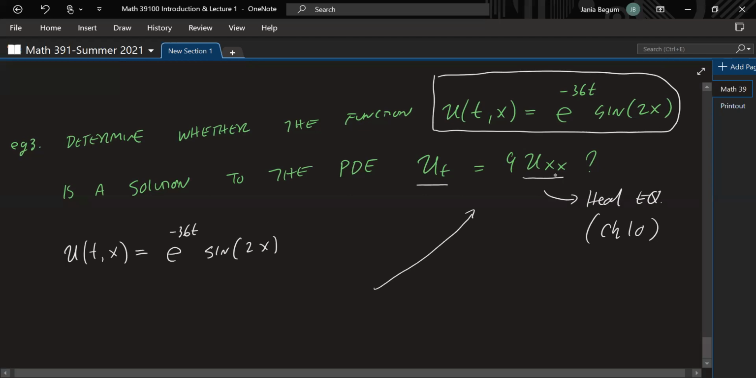So go ahead and take the partial derivatives of u of t, x, and then we'll start in just about a couple of seconds. I'll give you a couple of seconds to write down what you think the partial derivatives are.